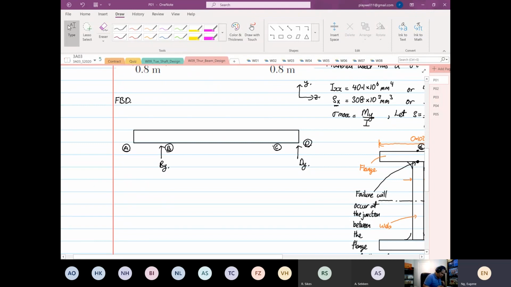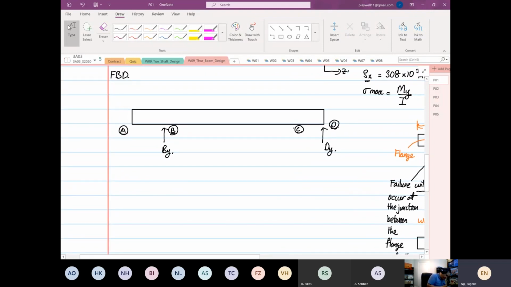Why free body? Because now we have to sketch the shear force and bending moment diagram, not equation. This will be taught to you in 2P. Some of you forget 2P, but don't worry, we'll go through it again.